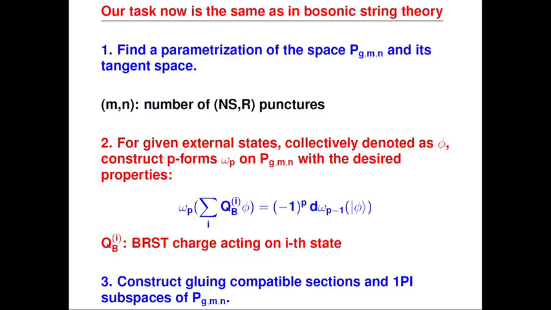Okay. So, given this description of the worldsheet theory, our task now is the same as in bosonic string theory. Let me remind you what the things are that you have to do. The first is to find the parameterization of the space P_g^{m,n}.